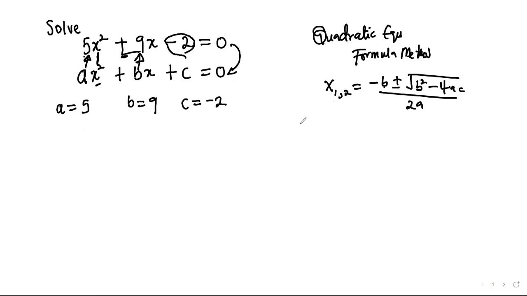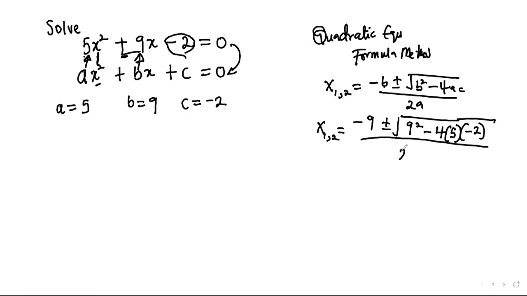So now we have that x1,2 will be equal to minus b, and b is already 9, so we have minus 9 plus or minus the square root of b, which is still 9, squared, minus 4 times a, which is 5, times c, which is minus 2. That's all over 2 times 5, because a is 5. Now we just need to simplify and get our final result.